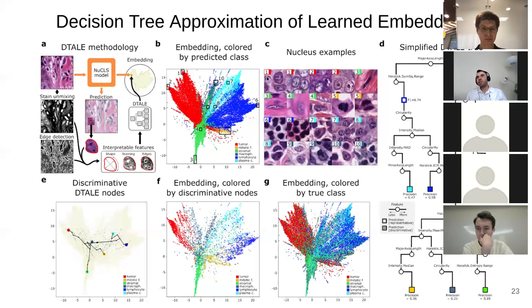So this is distinguishing these big globular nuclei versus the cigar-shaped nuclei versus the small round nuclei. And then we know that our model is using something like this when it's making its decision, because the decision tree was fit to the prediction, not to the truth.